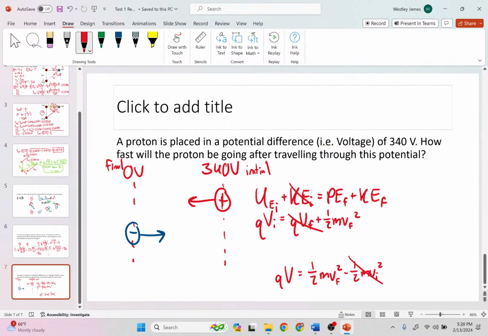Every single one of these basically boils down to that. That change in voltage speeds it up, and we get that equation at the bottom.